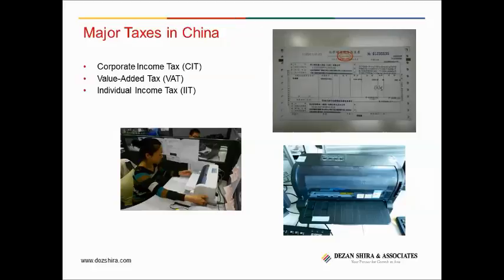So in general, small-scale VAT taxpayers are taxed a flat rate on all turnover and cannot use input VAT credits to offset their output VAT. General VAT taxpayers, on the other hand, will also be taxed on all turnover. However, general VAT taxpayers' rates will vary depending on the type of goods or services involved.